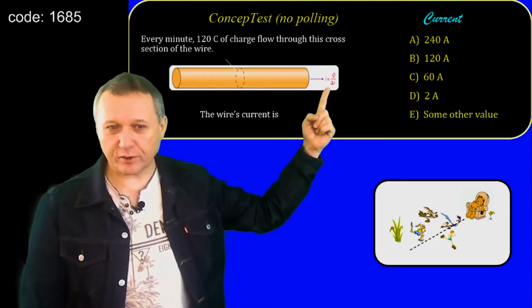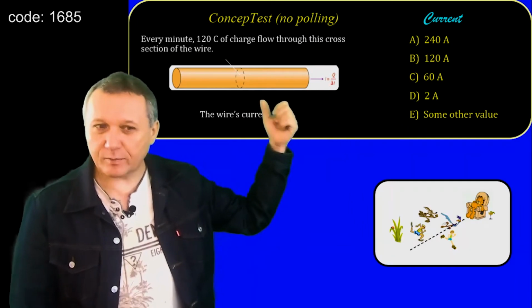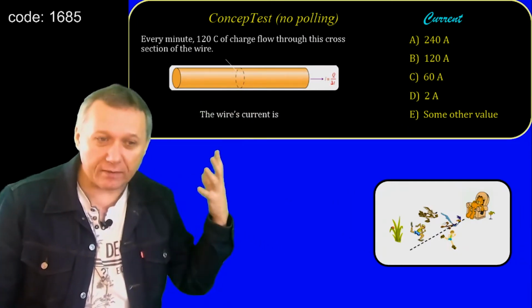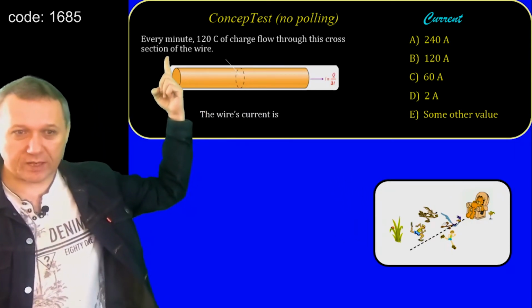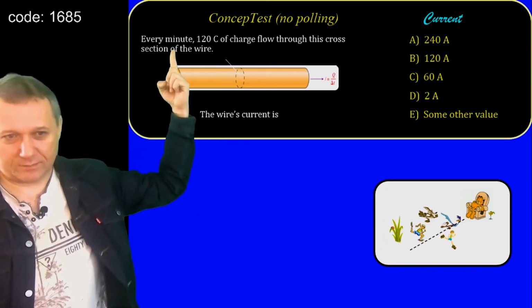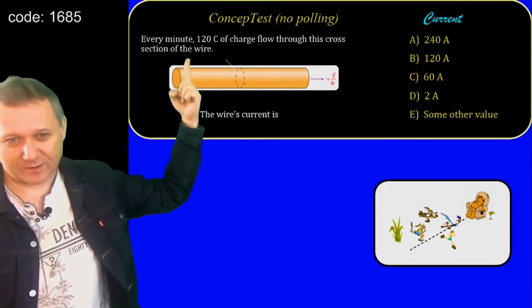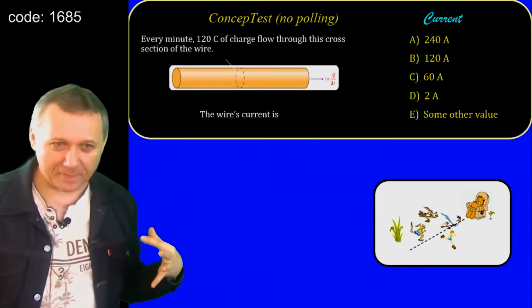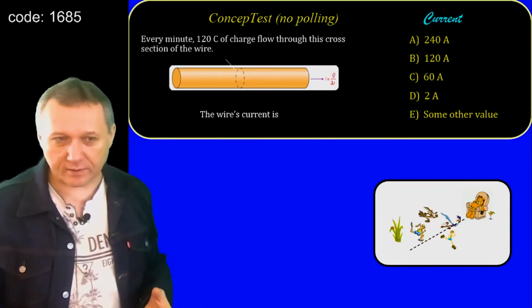And you see now the definition of current, Q over delta t, because right now we cannot talk about instantaneous current. We can talk about the average current, because the observational time is a minute, 60 seconds. So that's why we use Q over delta t, not dQ over dt. Okay, so what's the current in this case?